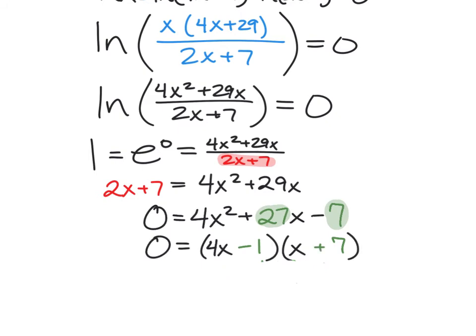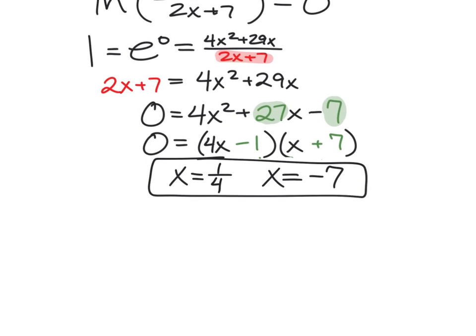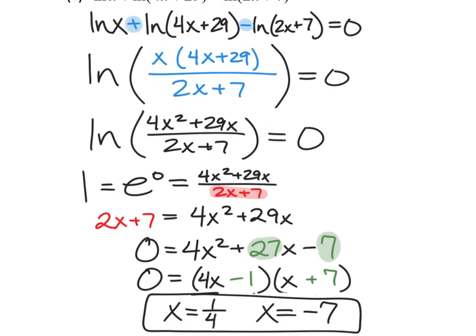And now that we have this factored, we just use the zero product property to solve. The zero product property tells me that x is equal to 1/4 and x is equal to -7. And we think that those are the solutions, but before we're done, because logarithms have some sort of restriction on its domain, on its x's, we have to double check that these are not extraneous. So we're going to go back to the original arguments.